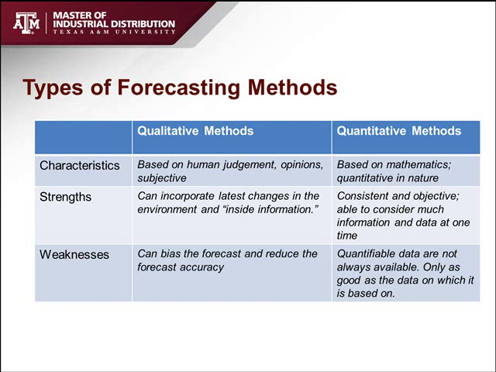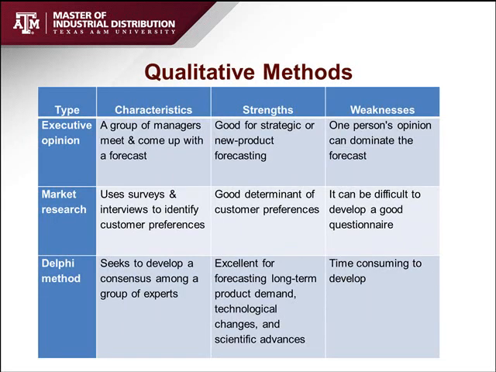The qualitative methods have a bias problem, because you are dealing with people. They may have different biases, different priorities and preferences, and that may reflect on the forecasting accuracy. There are a few qualitative methods I've listed here. Again, remember, this is not the entire list of qualitative methods.